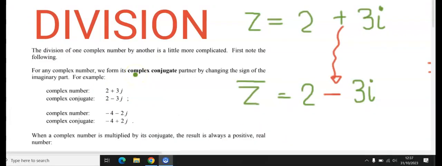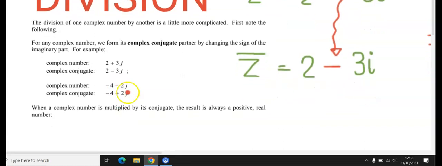Okay, for division, we need to learn about the complex conjugate. Now, what is the complex conjugate? You change the sign of the imaginary number. If that's positive, make it negative. If that's negative, make it positive. If z is a complex number, its conjugate is represented by a z with a line on the top, and we read it as z bar. If 2 plus 3j is a complex number, the conjugate is 2 minus 3j. So you change the sign. If it's minus 4 minus 2i, for the conjugate you just change the sign to plus, and that's how it works.